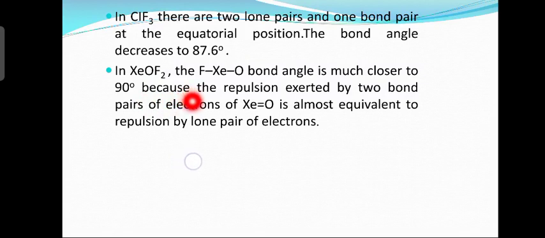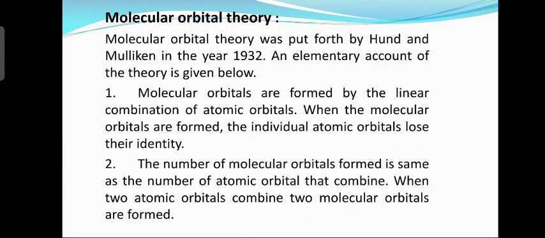Now what is the reason? Because the repulsion exerted by the two bond pairs of electrons of the Xe=O bond is almost equivalent to the repulsion by a lone pair of electrons. Why is the bond angle very close to 90? Because the repulsion exerted by the two bond pairs of the Xe=O bond electrons is equivalent to the repulsion by one lone pair of electrons. Alright, next slide.